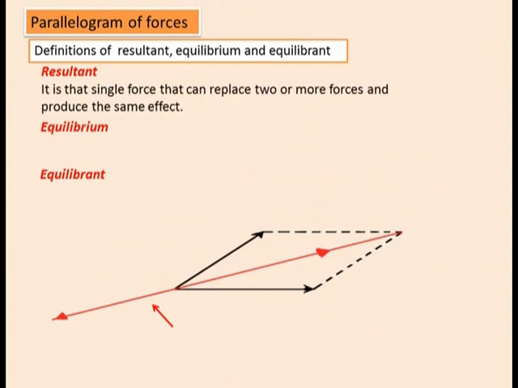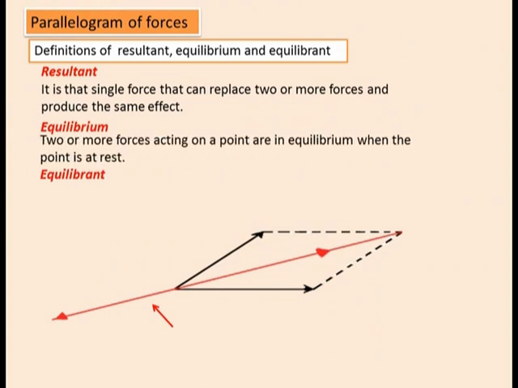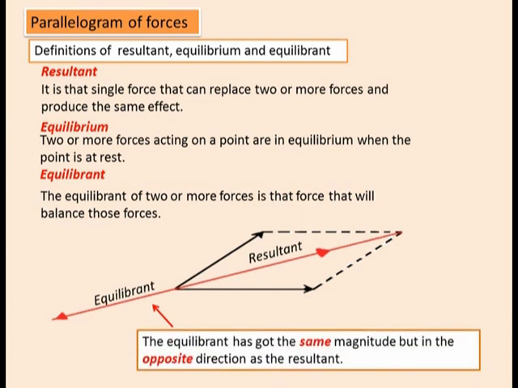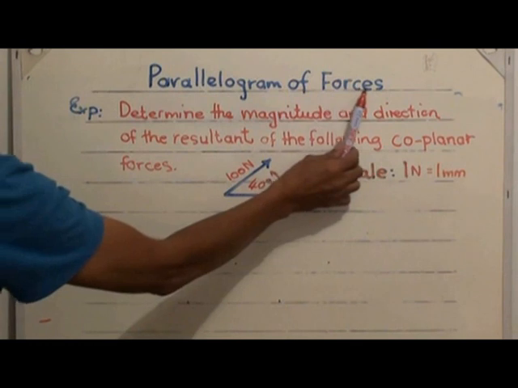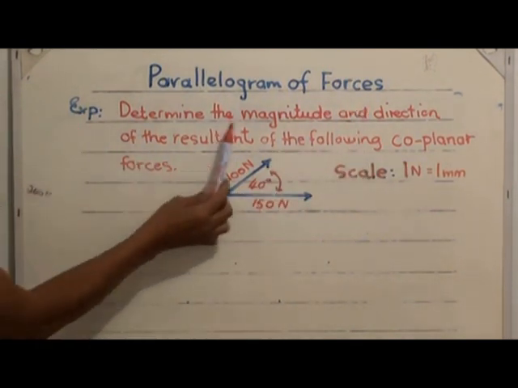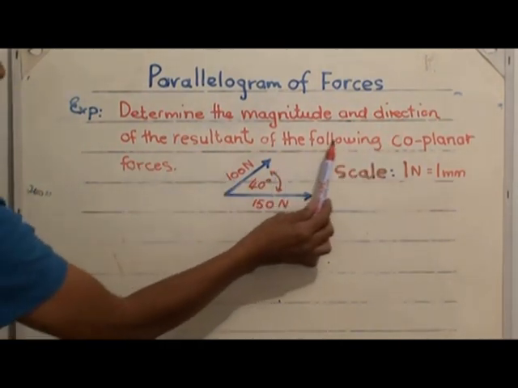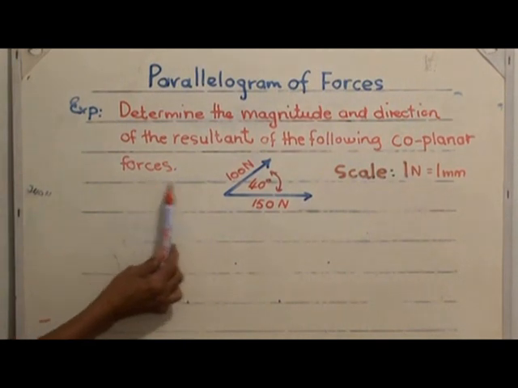Definition of a resultant, equilibrium, and equilibrant. A resultant is that single force that can replace two or more forces and produce the same effect. Parallelogram of forces. Example, determine the magnitude, that's the size, and direction of the resultant of the following coplanar forces.